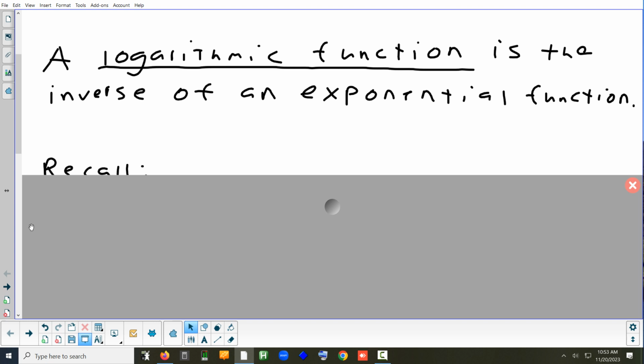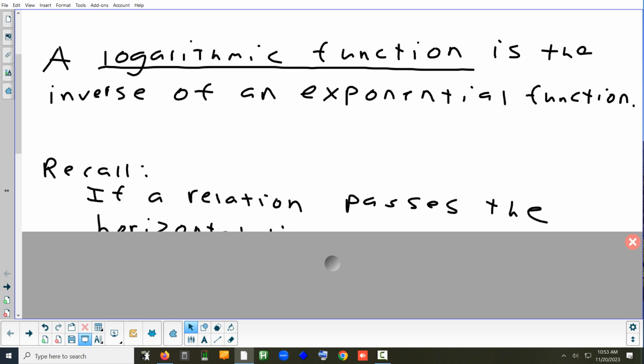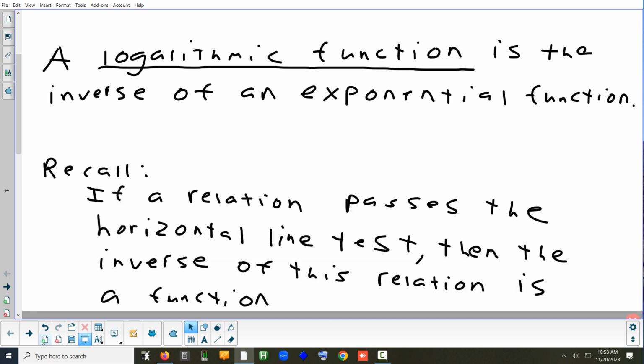Now, I don't know if you've ever talked about the horizontal line test. That is another test. So it might not be a recall, it might be new for some people. But what the horizontal line test tells you is if the inverse of your graph is a function. So a vertical line test tells you if the graph itself is a function. The horizontal line test tells you if the inverse of your graph is a function.